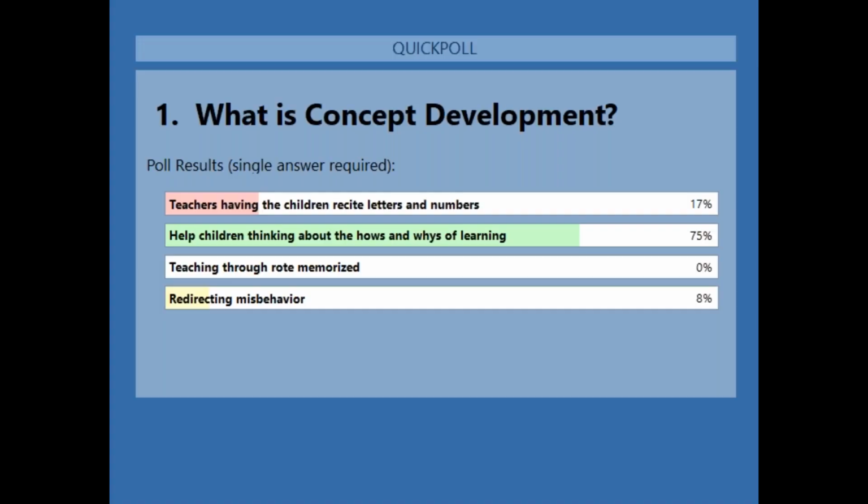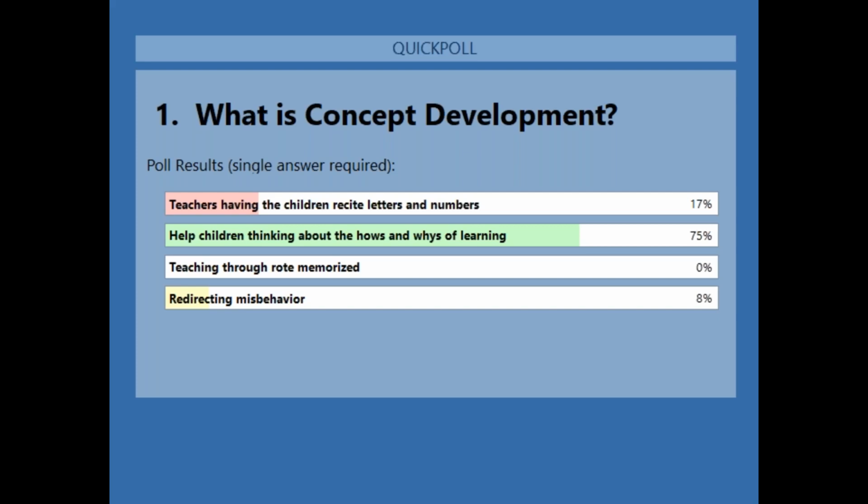Okay, so with that, we have a few different answers here. 75% of us did believe concept development is when we have children think about the hows and whys of learning. And that is absolutely correct.